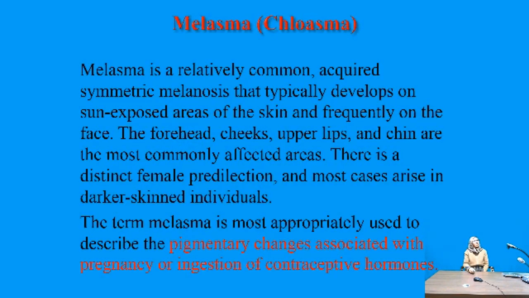The other lesion is called melasma. Melasma is a relatively common acquired symmetric melanosis that typically develops on sun-exposed areas of the skin, frequently on the face. The forehead, cheek, upper lips, and chin are the most commonly affected areas. There is a distinct female predilection, and most cases arise in dark-skinned individuals. The term melasma is most appropriately used to describe the pigmentary changes associated with pregnancy or ingestion of contraceptive hormones.